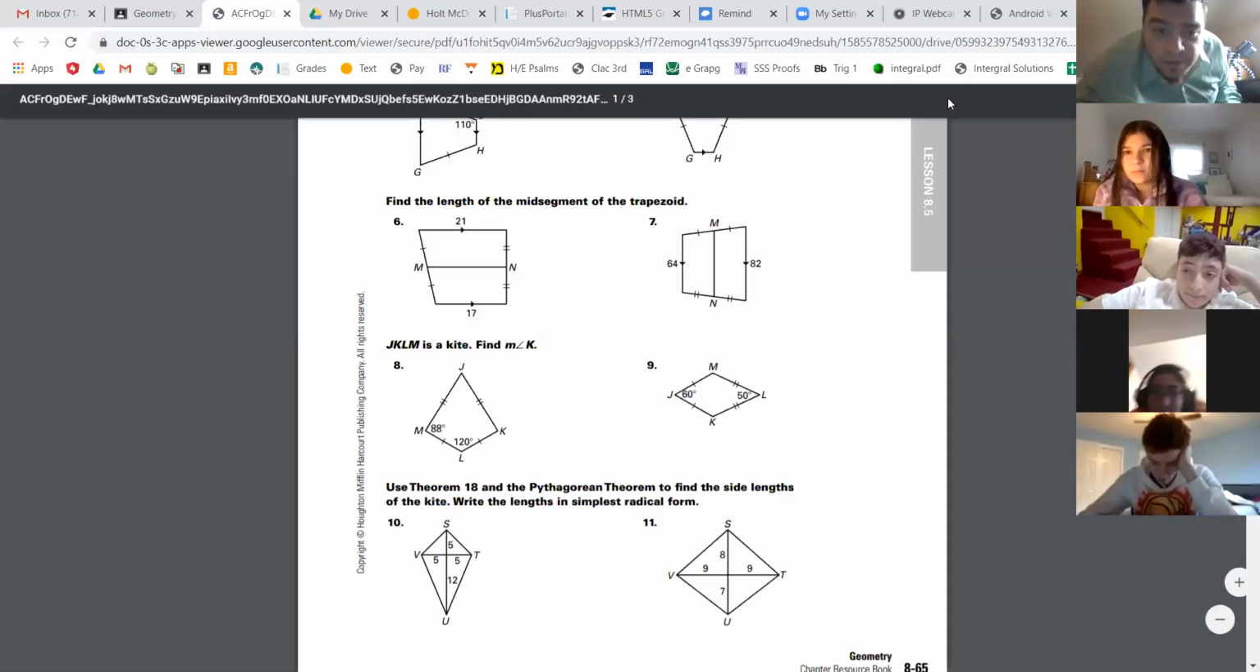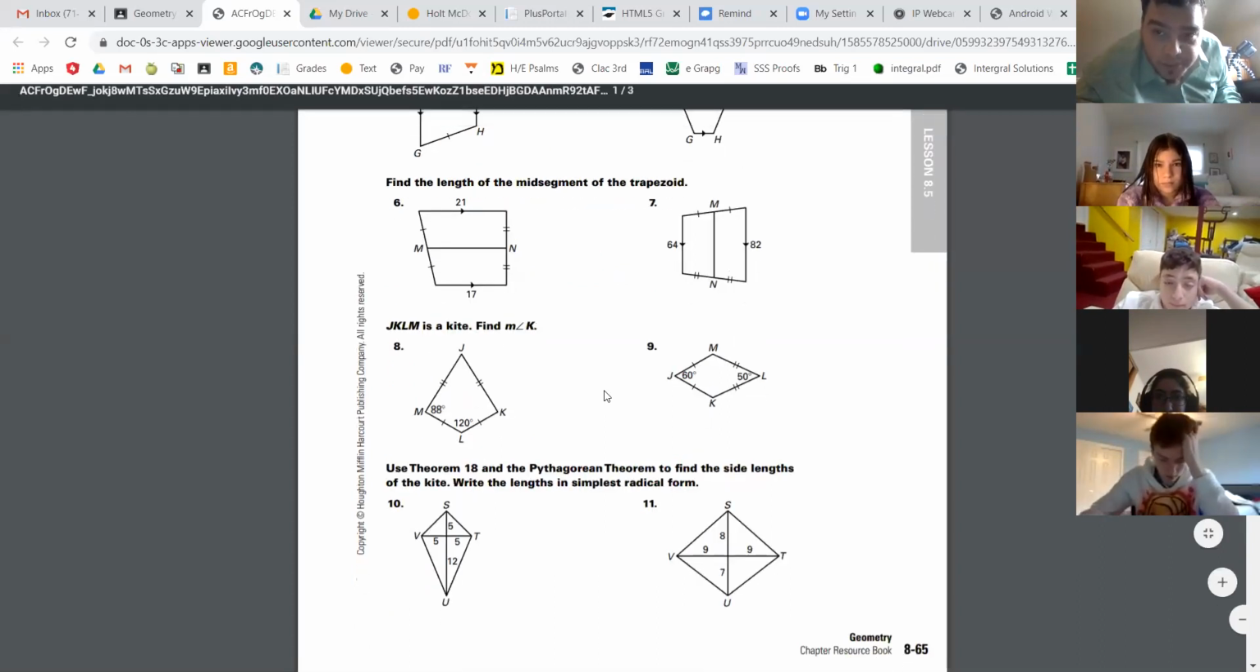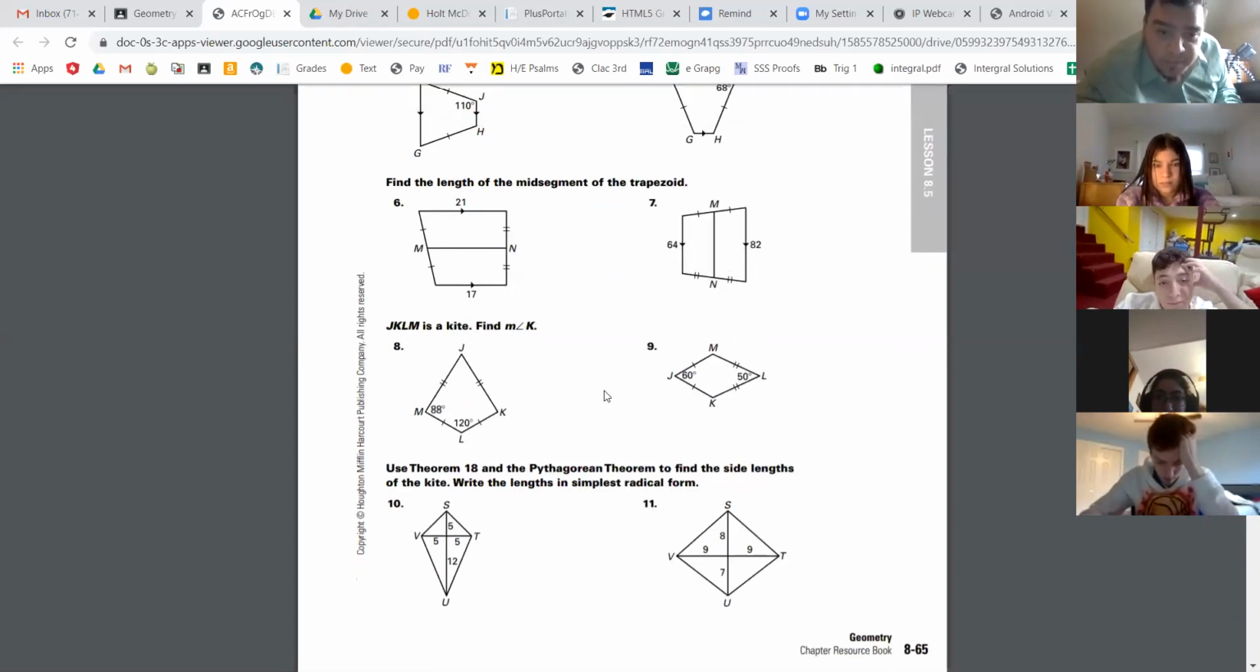Okay, so we're recording now. We're going to do 8.5, 8, and 10 on this worksheet. So number 8, and I'm just going to draw here first, and then I'll switch to the whiteboard. $88 and $120.